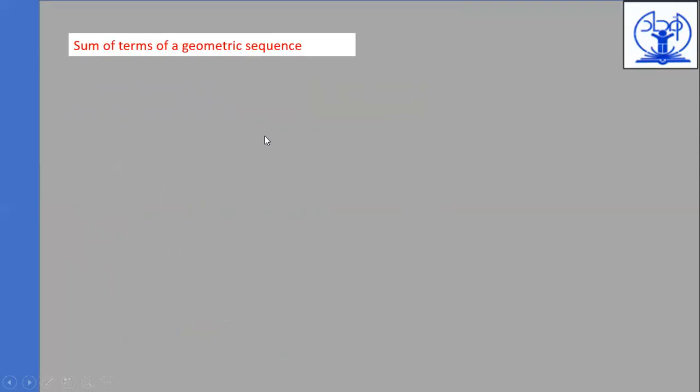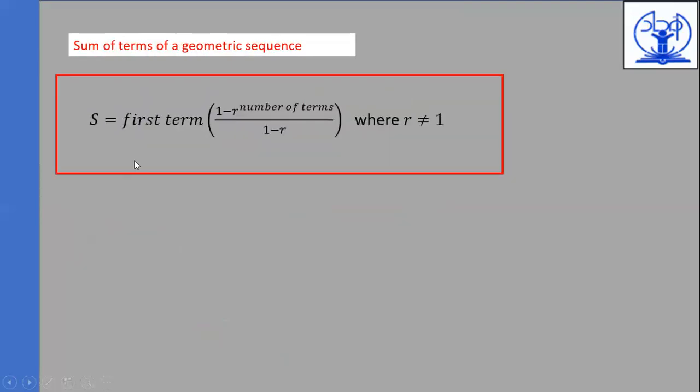What about the sum of terms of a geometric sequence? The sum of n terms of a geometric sequence is the first term times 1 minus the common ratio to the power of the number of terms, over 1 minus r. Example: calculate the following sum. 1 plus 2 plus 4 plus up to 1024.